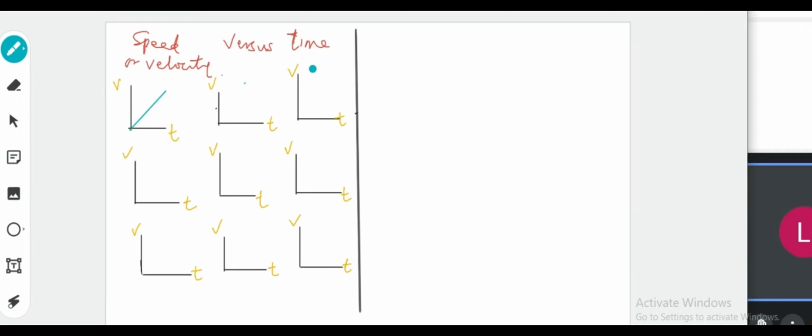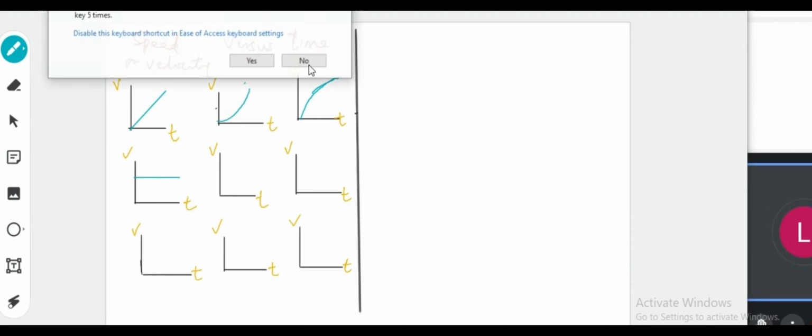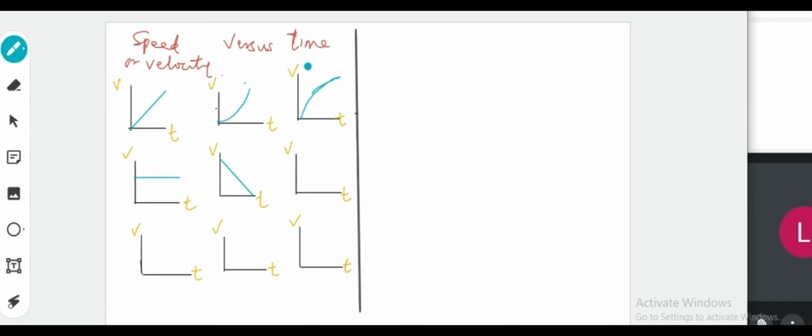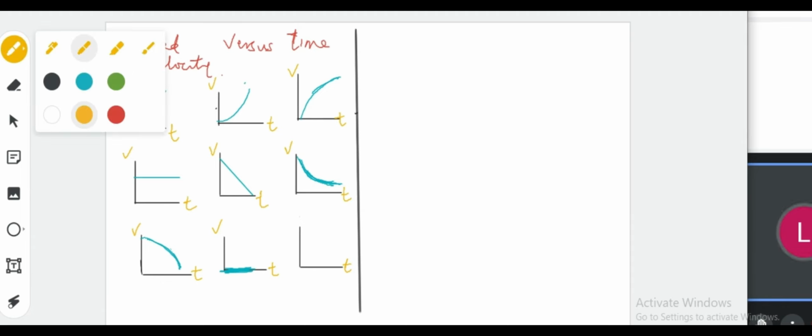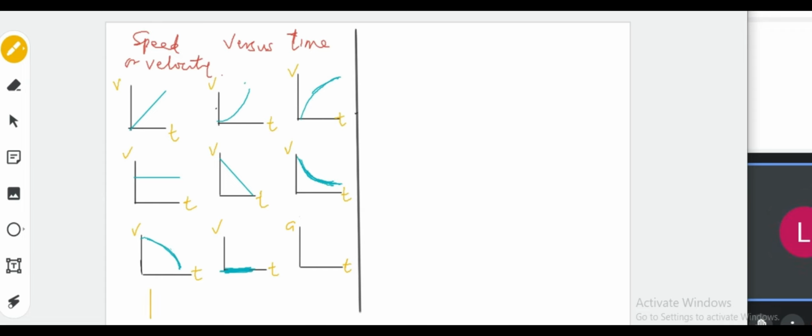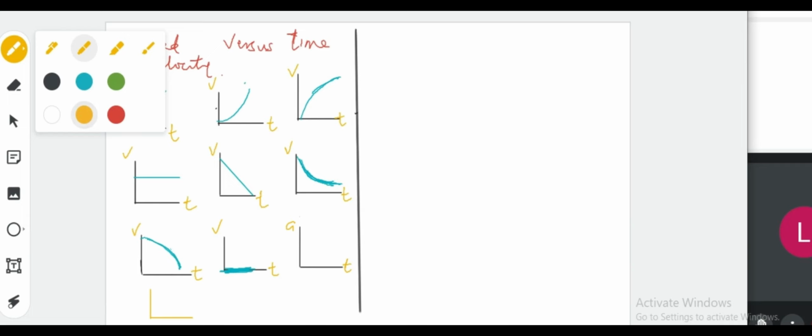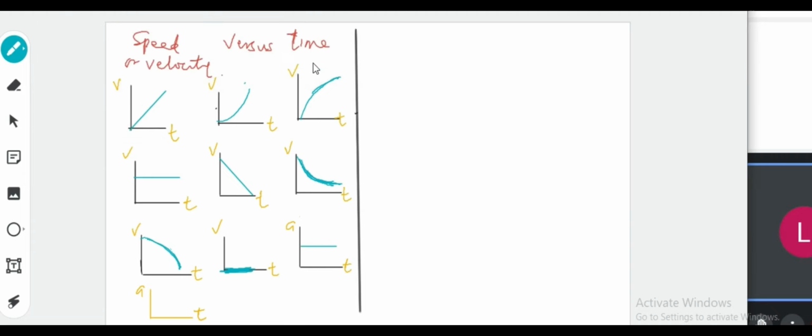When it is straight like this, when it curves up, when it curves down, when it goes straight, when it goes down like this, when it goes this way, and then I can even represent A against T. Let me just do one more for A against T, and then another A against T here. You can just talk about it.